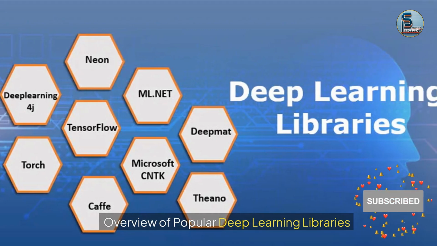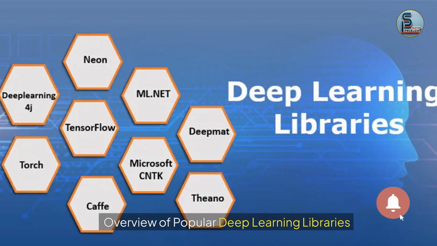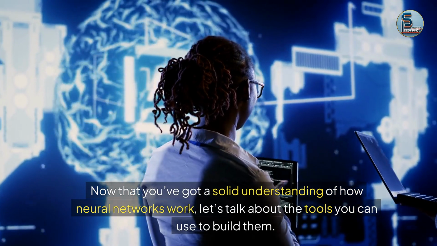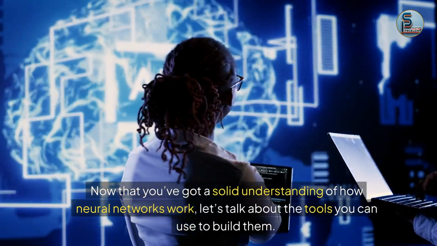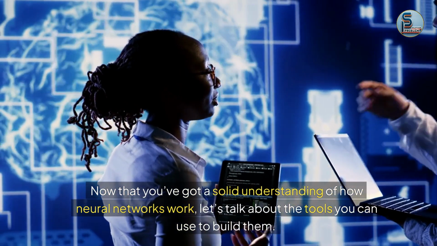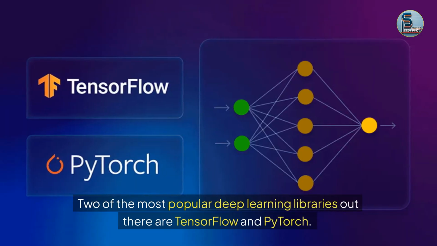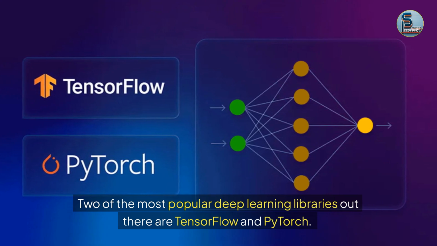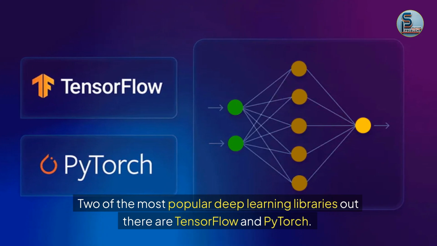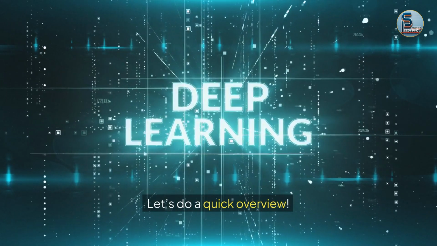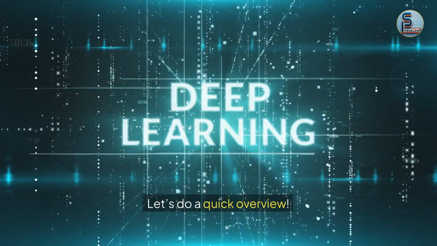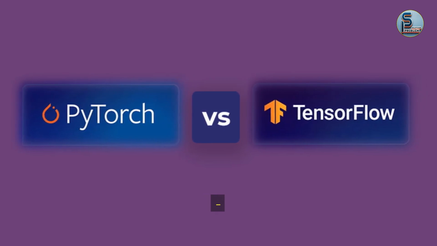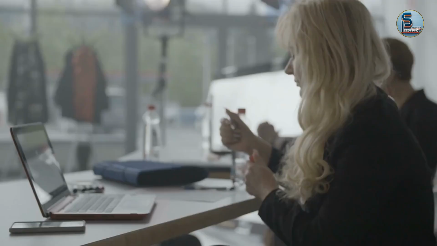Overview of popular deep learning libraries. Now that you've got a solid understanding of how neural networks work, let's talk about the tools you can use to build them. Two of the most popular deep learning libraries out there are TensorFlow and PyTorch. Let's do a quick overview. TensorFlow.